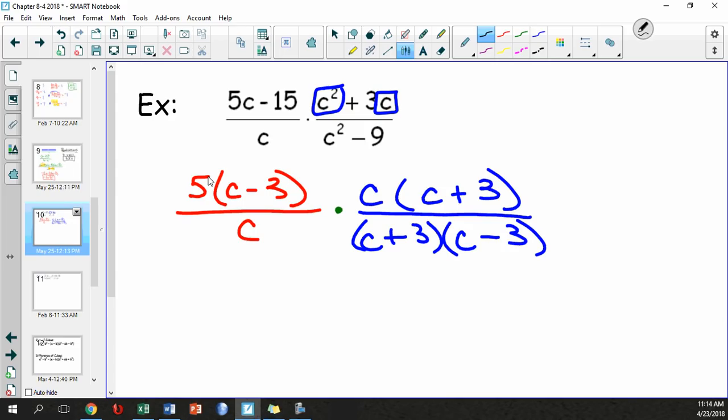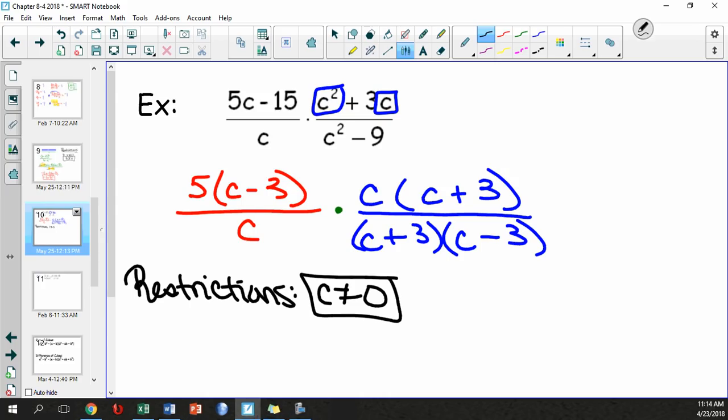Restrictions. And I'm just going to put them right here because I ran out of space and didn't put one there. Okay, that means C cannot be 0. That's done. C plus 3 cannot be 0. And C minus 3 cannot be 0. Do we all see that?